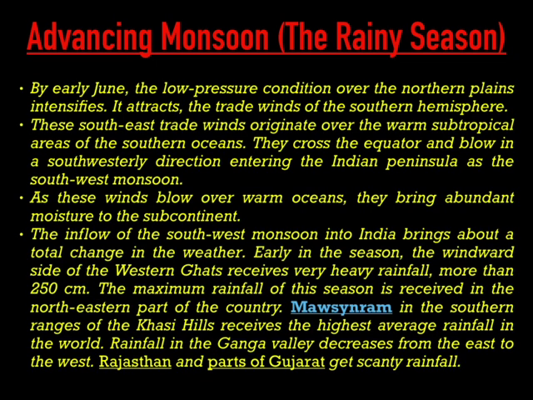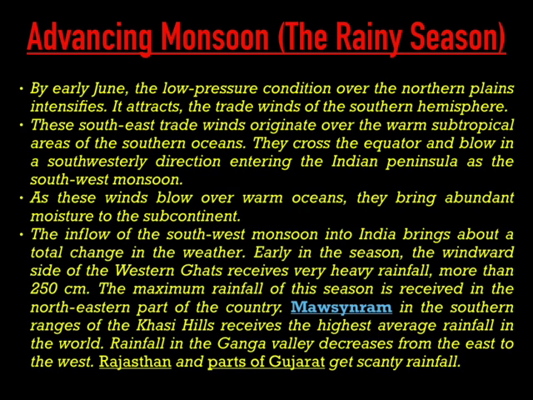The third season is the advancing monsoon or the rainy season, the very favorite season of everyone. By early June, the low pressure condition over the northern plains intensifies. It attracts the trade winds from the southern hemisphere. Means southern hemisphere, the oceans over there have high pressure, whereas the Indian mainland has low pressure. Hence, it attracts the trade winds.